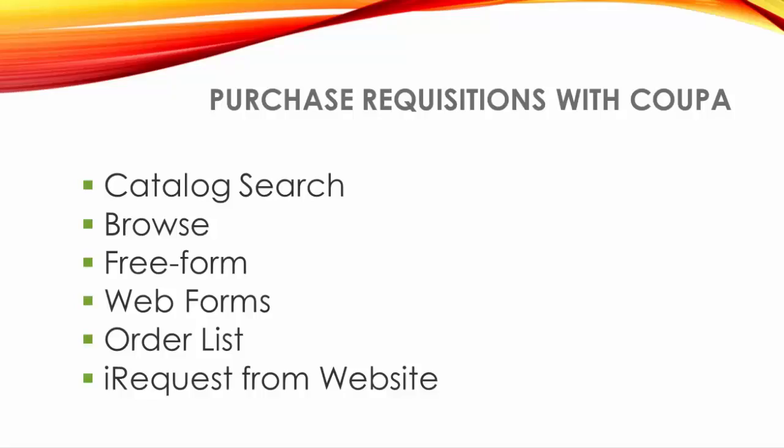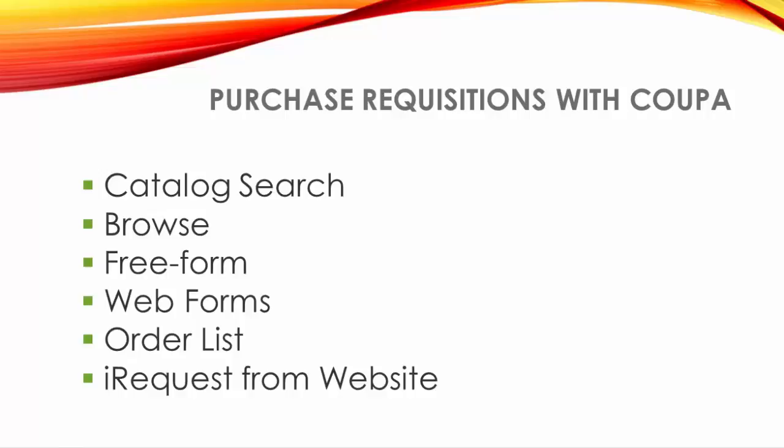Coupa includes a number of different ways that you can put together a purchase requisition. I want to show you 6 of those items. The 6 we're going to look at today are searching by a catalog, either provided by your employer or provided by one of your vendors. You can also browse a list made up by your employer.